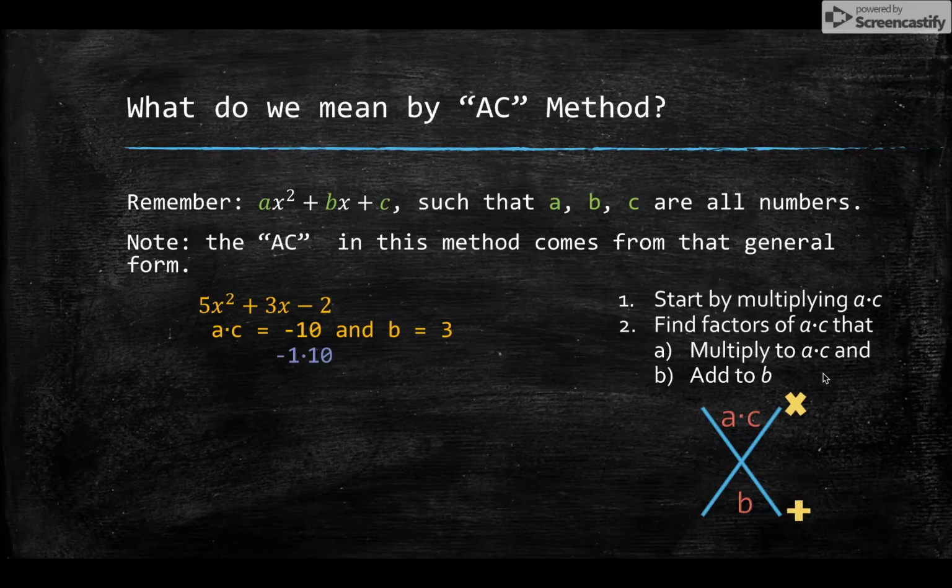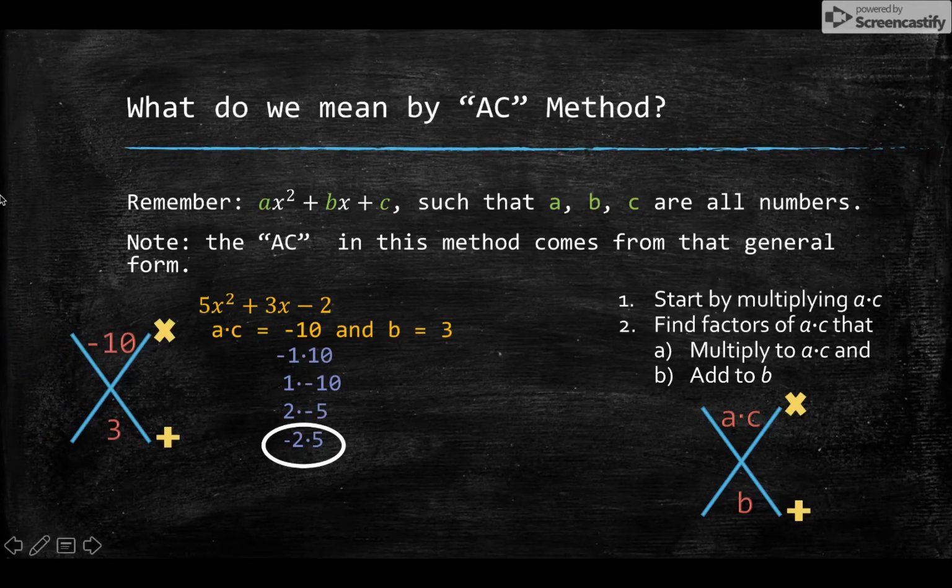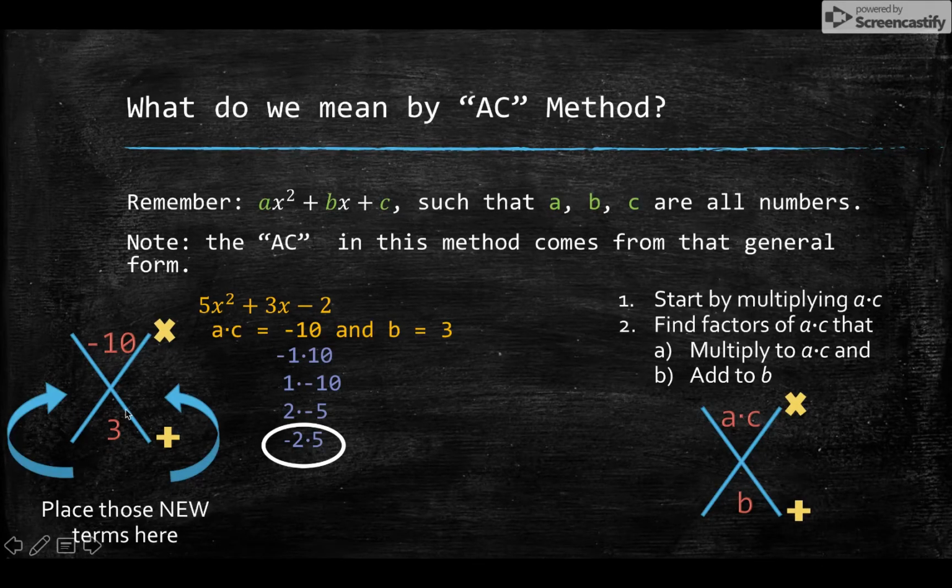So we have negative 1 and 10, 1 and negative 10, 2 and negative 5, and negative 2 and 5. So we need one of these factors that obviously multiplies to a times c, but also adds to b. So which of these adds to positive 3? That's right, the last one. Now we would set that up in our x. So here we multiply to AC and we add to 3. And we would place our new terms in the sidebar.